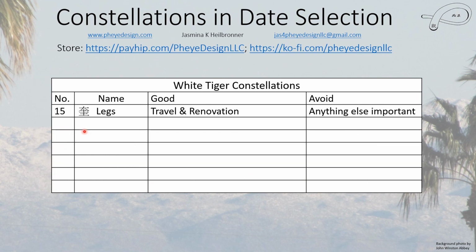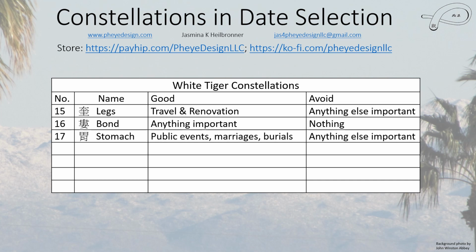Number 15 is legs. This is often called different things by different people. This is one that's really often given a different name in English, but it's good for travel and it's good for renovations. But everything else, not so good. Now, the number 16 is bond, and it's anything important is good, and you don't have to avoid anything. It's a very good day.